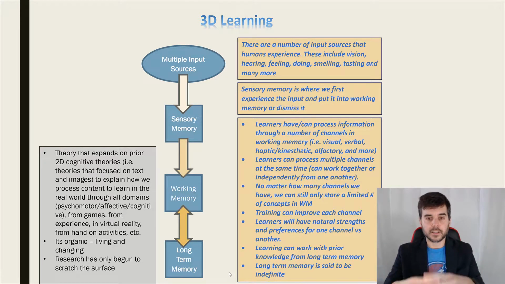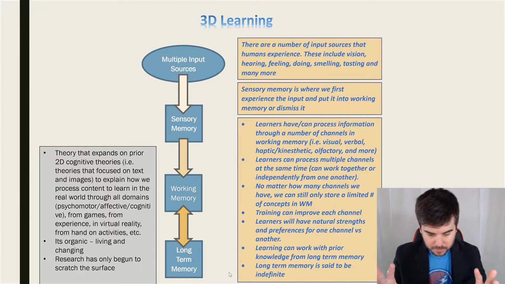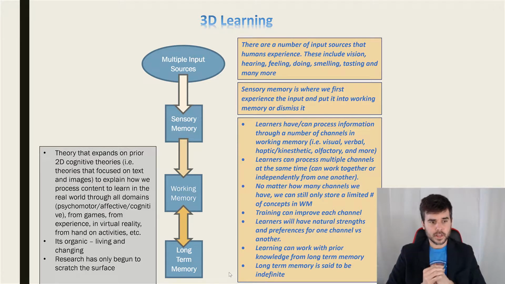Okay, so let me start, and for those of you listening, you're not going to be able to see it, but I will explain it. So let me start on the left-hand side of the screen with what I said in the beginning of this presentation. And basically that was 3D learning is a theory that expands on prior cognitive theories, 2D cognitive theories like dual coding, cognitive theory of multimedia learning, the theories that focused on these two channels. It attempts to explain how we process content in learning in the real world through all these domains, from games, experiences, virtual reality, hands-on. It's organic, living, it's changing. Research has only begun to scratch the surface.